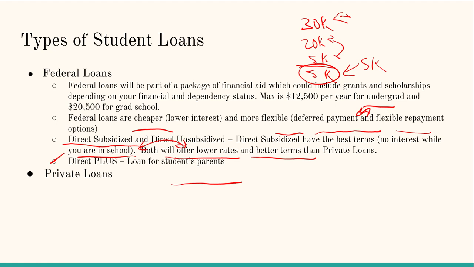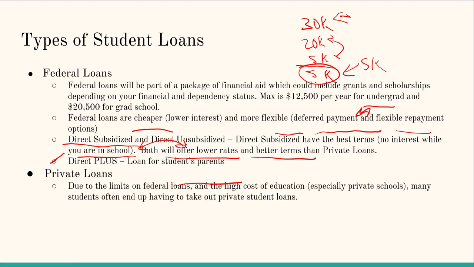Okay, and then we have private loans. So, due to the limits on federal loans, we talked about this max here, and the high cost of education, especially private schools, many students often end up having to take out private student loans. And so these are less optimal because the interest rates are typically pretty high compared to the federal, and the repayment options are also less flexible. But often, just to pay for school, this is the only option that's left over for students, to take out private loans.